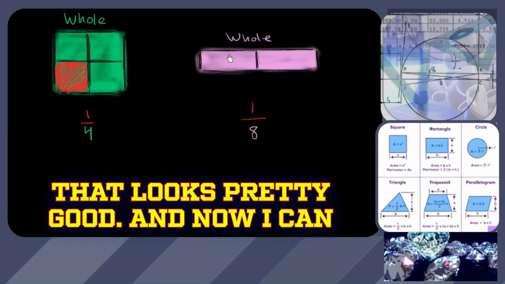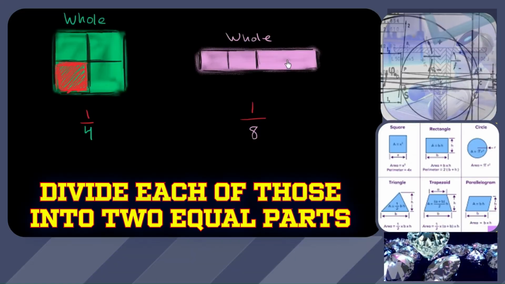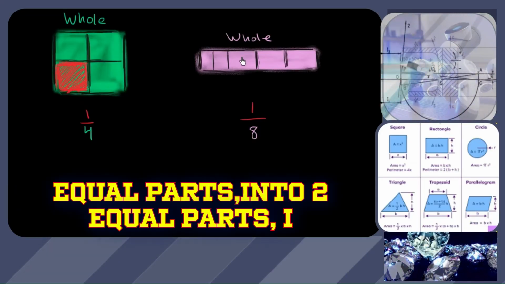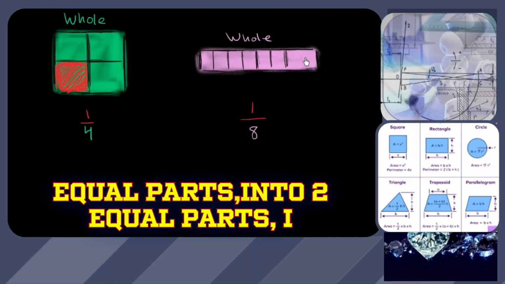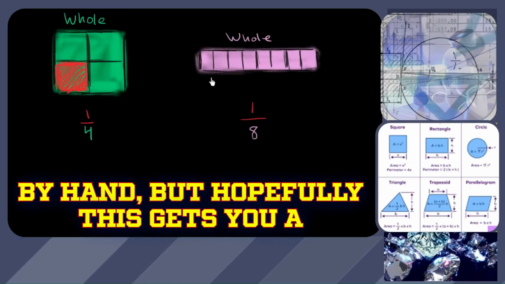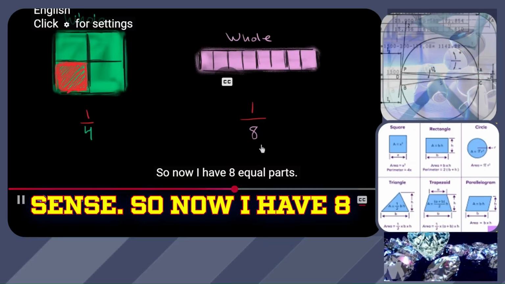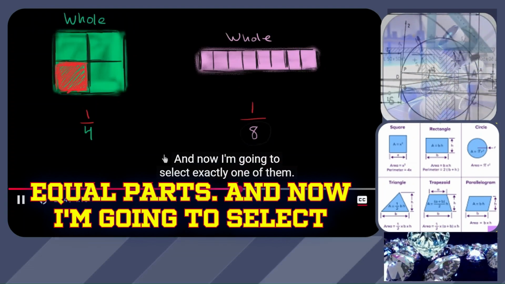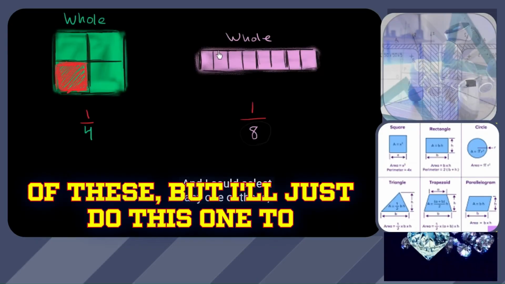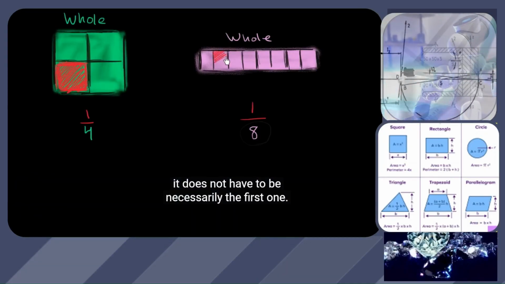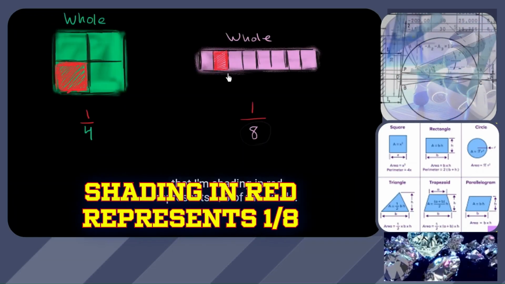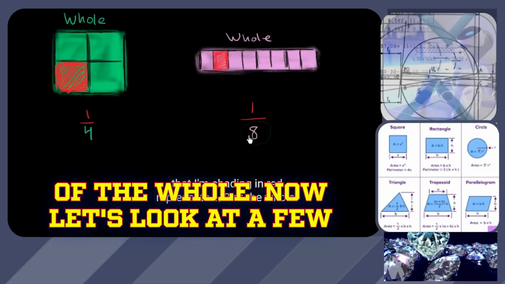That looks pretty good. And now I can divide each of those into 2 equal parts to get me 4 equal parts. And then if I were to divide each of those into 2 equal parts, I will have 8 equal parts. And it's not exact, obviously I've drawn it by hand, but hopefully this gets you a sense. So now I have 8 equal parts, and now I'm going to select exactly one of them, and that'll represent 1/8. And I could select any one of these, but I'll just do this one to show you it does not have to be necessarily the first one. So once again, this square right over here that I'm shading in red represents 1/8 of the whole.